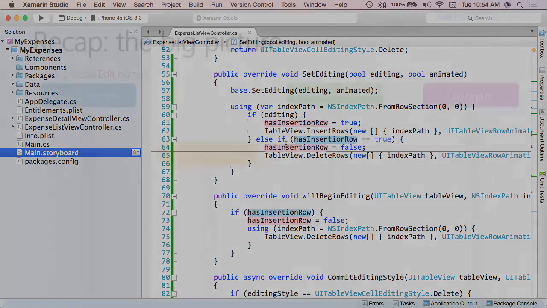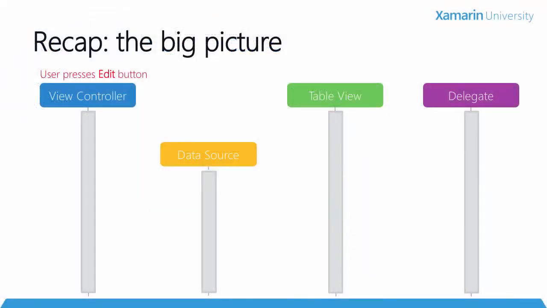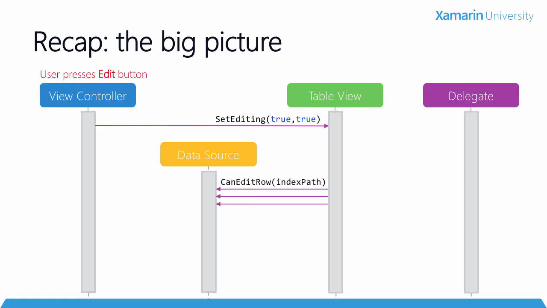Now that you've seen the steps and the overrides that are involved, let's back up and see the whole picture together. First, the user presses the edit button to place the table view into edit mode. In response, the parent view controller will call set editing on the table view. And of course, the table view will begin to call set editing on the table view cells. Before it does that, the table view needs to determine which cells can be edited, and it does this by invoking canEditRow for each visible row.